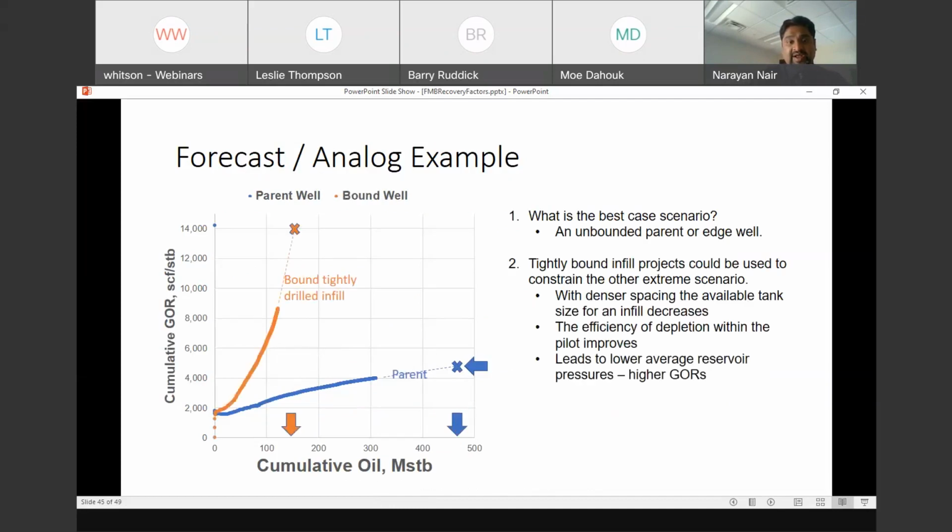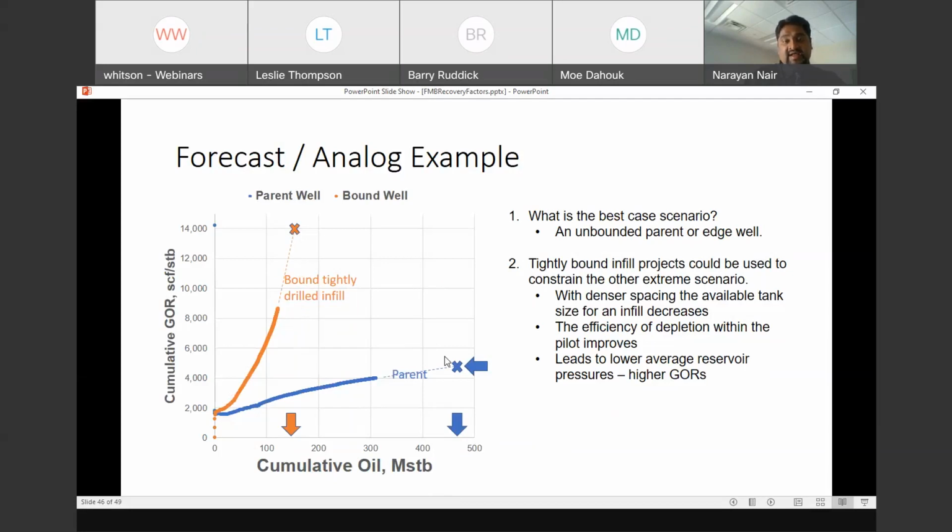And if you have an analog for a tightly bound infill well, here's how a tightly bound infill well might appear in a cumulative GOR versus cumulative oil plot. There's two things going on with the tightly bound infill. One is the tank size could be smaller because it's a bound infill and it's tightly drilled. And the other one is you're more efficiently depleting the smaller tank that's associated with the infill. So what you'll notice is a very rapid increase in instantaneous GOR, and an outcome of that is an abandonment cumulative GOR in this case that's much higher compared to that of the parent.